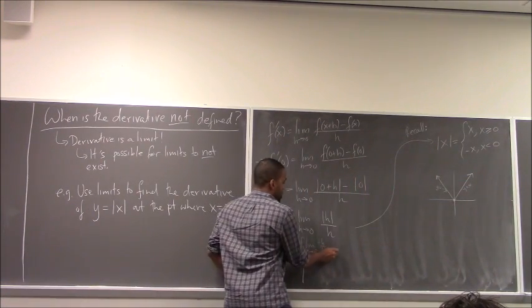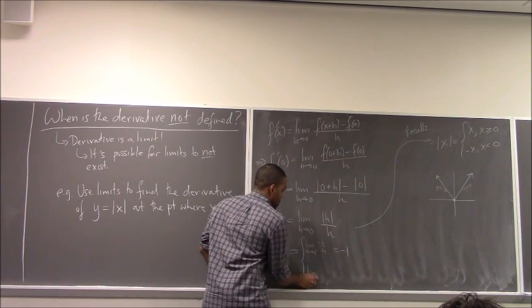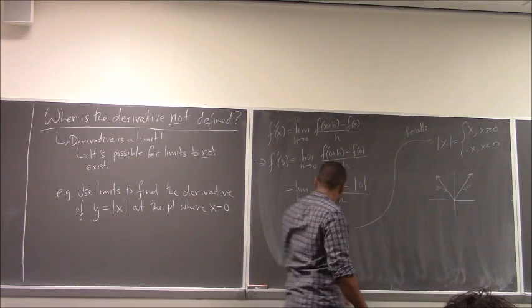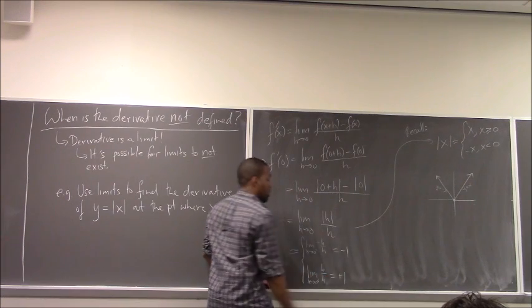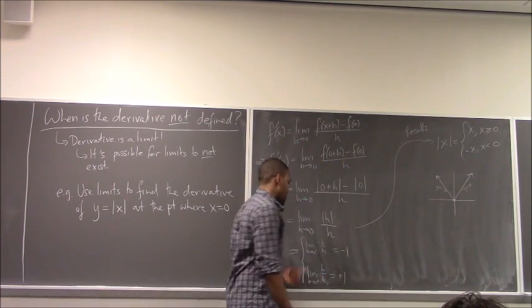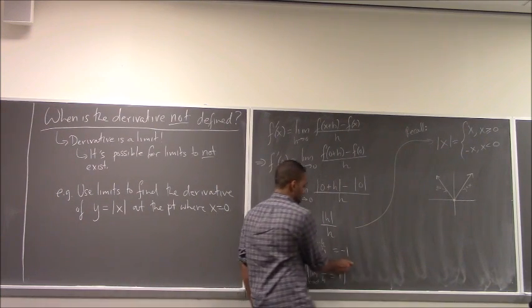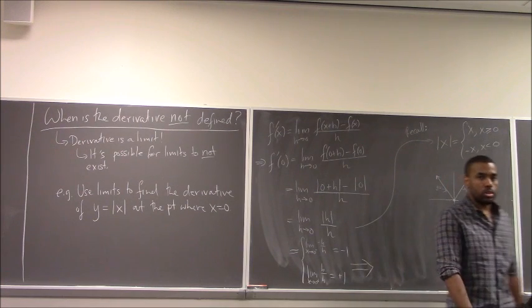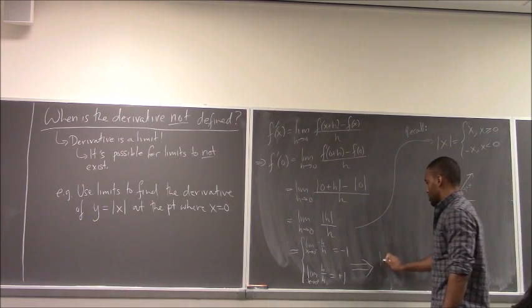Right? So that's going to equal 1. While if we're coming from the right, that's just going to give me back h. That's just h over h, which is actually equal to plus 1. Because if we're coming from the left, we get a negative. If we're coming from the right, we get a positive. What does that mean about the limit as h approaches 0? It doesn't exist.